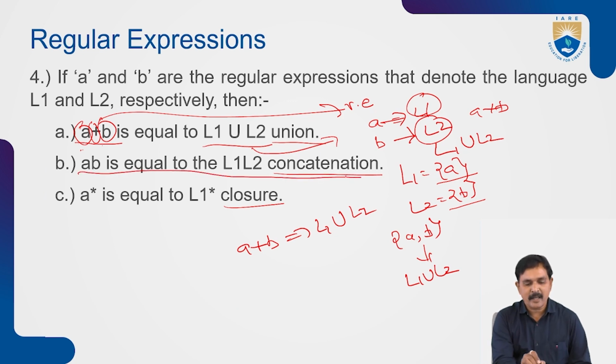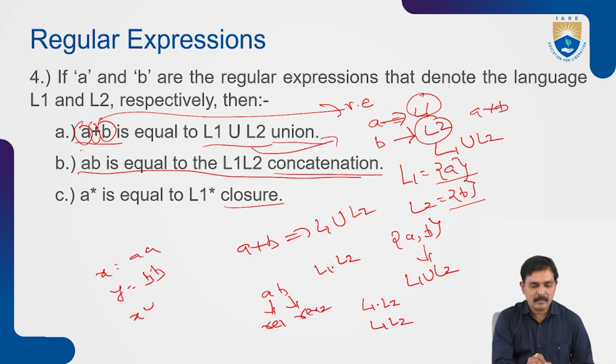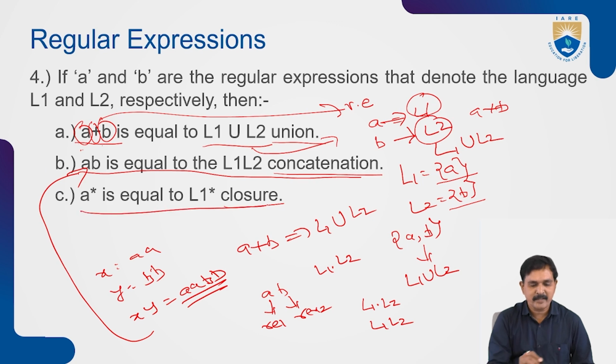The second one is concatenation, which means you just combine the symbols. Suppose you take regular expression 1 and regular expression 2, in the form of L1 with L2. Sometimes you can make use of a dot, sometimes you simply write L1 L2. Suppose I take x equal to AA, y equal to BB. You want to make the concatenation xy. The result is AABB. This is an example of concatenation.